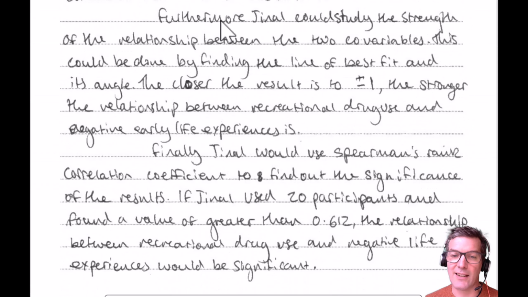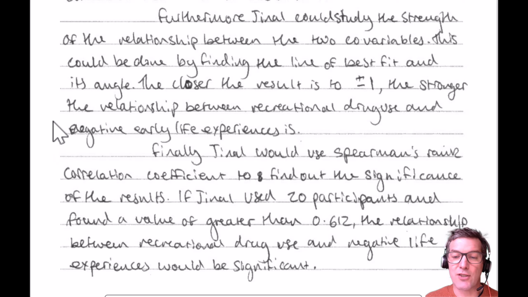Furthermore," nice linking statement, "Janelle could study the strength of the relationship between the covariables. This could be done by finding the line of best fit and its angle. The closer the result is to plus or minus 1, the stronger the relationship between recreational drug use and negative early life experiences is." Now that bit isn't particularly clearly explained, but they're on the right lines overall here.